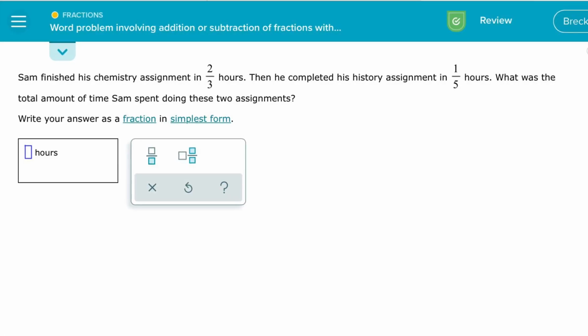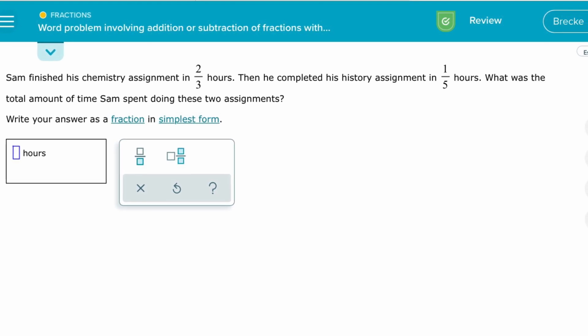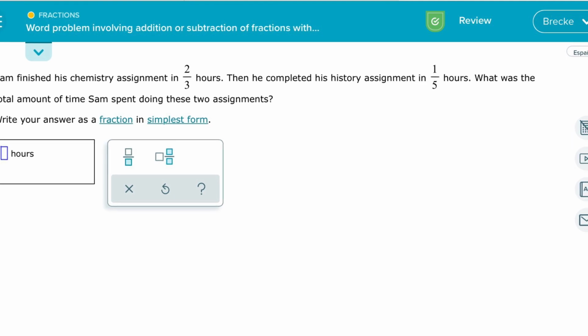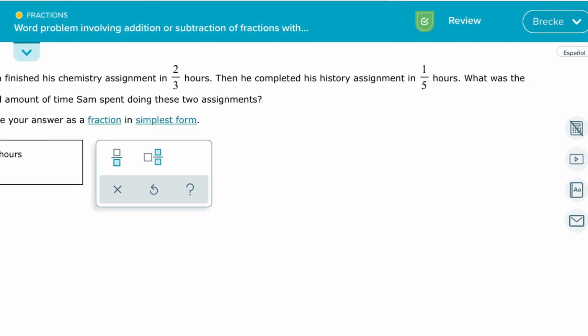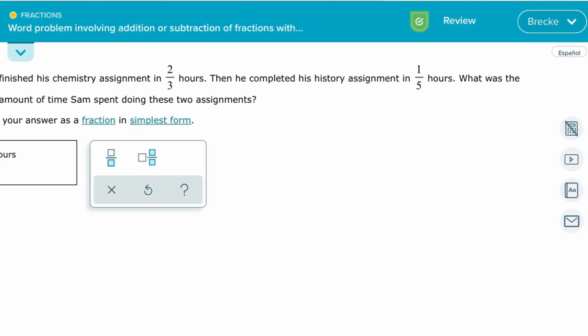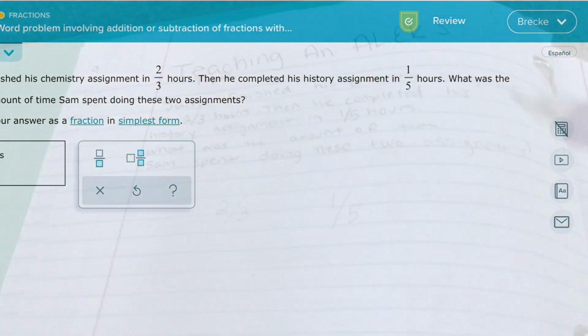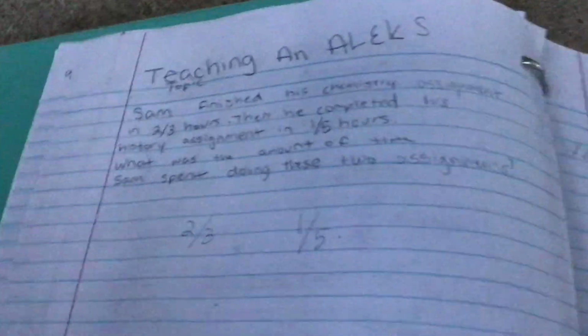Class, today we're going to be doing a word problem involving addition or subtraction of fractions with different denominators. I will tell you the fraction definition first: a numeral quantity that is not a whole number. We're going to be using the app Alex to solve this problem, and I'll teach you the way. I'm going to be teaching the topic right here, and let's just get right into it.